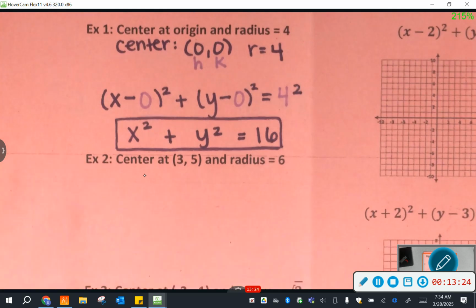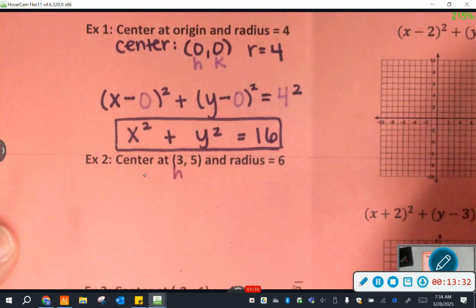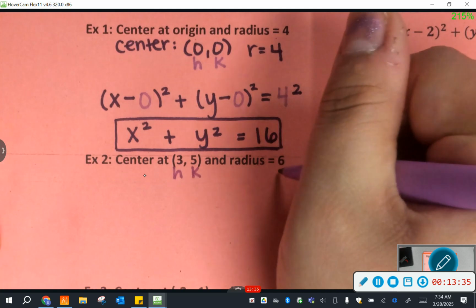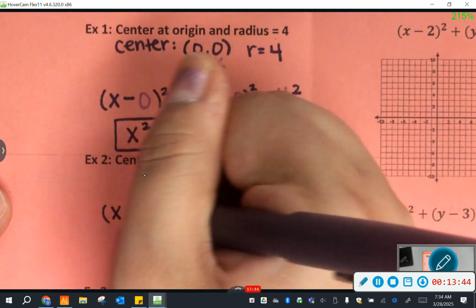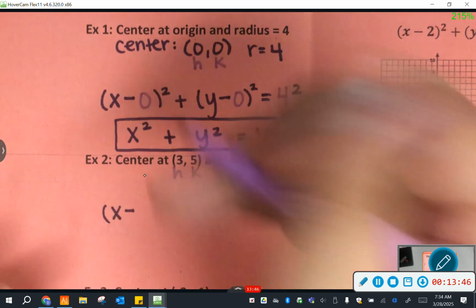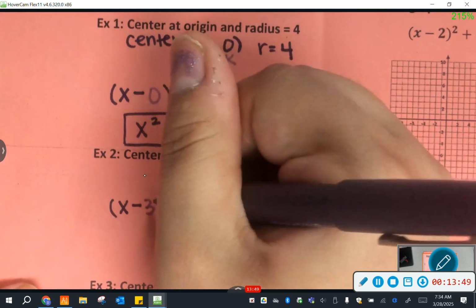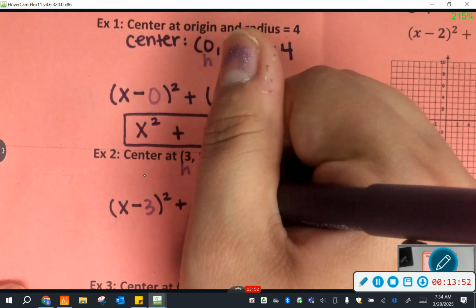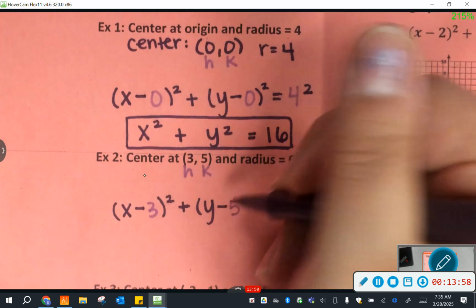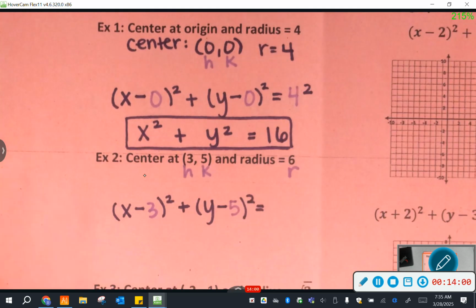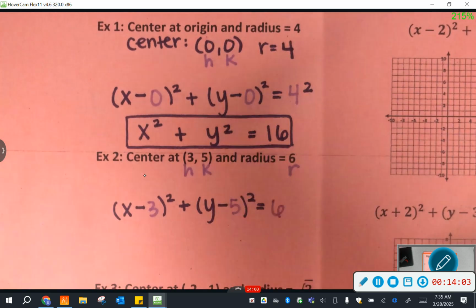Number 2. Okay? So my center is at, I'm not going to rewrite it this time. What's my h here? 3. What's my k? And what is my r? Do y'all agree with those 3 things? And now I'm going to fill in x minus 3 squared plus y minus 5 squared equals 6 squared.